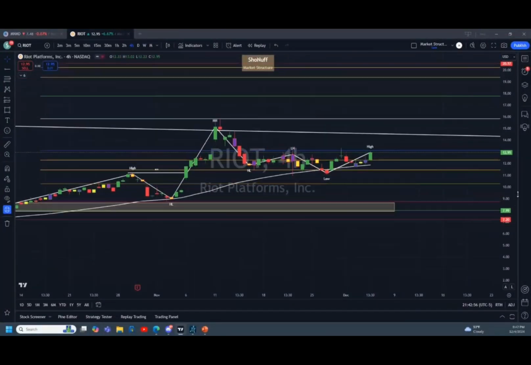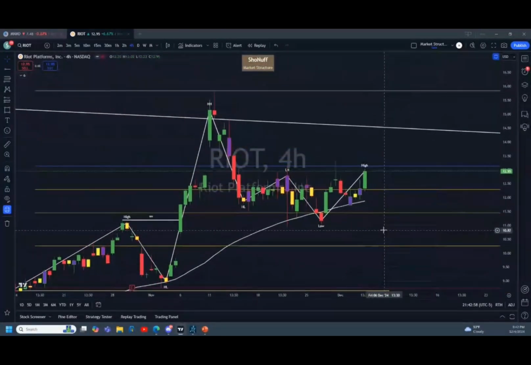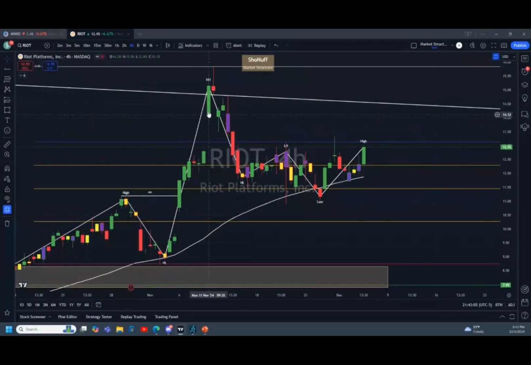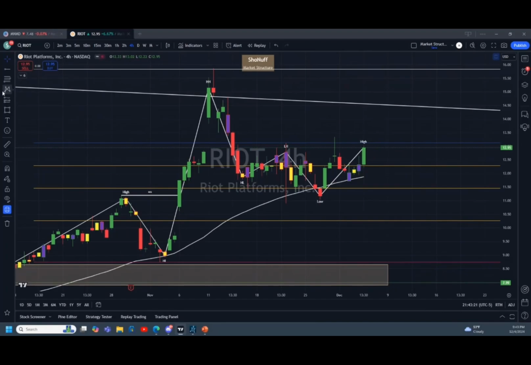It was just the 4 hour. So we made this impulse move up, right? That's why I have my fibs. For me to get in the trade, I want to see price get back to that golden zone area, right? And once price gets in that golden zone, what do I want to see? I want to see a reversal pattern.